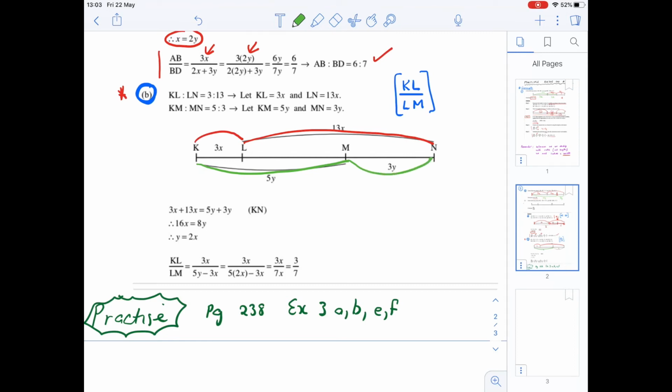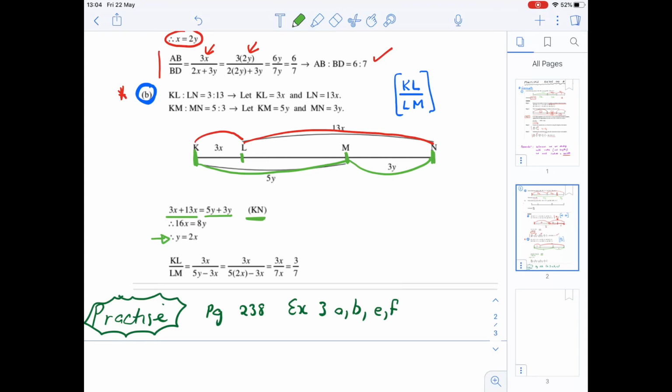5y is to 3y. Now, before we look at the solution, if I look at KL, that can't be expressed in terms of y. If I stop here, there's nothing there. But the only thing that's going to work here is the full measurement from K all the way to N, because that can be expressed in terms of x's and y's. So from K to N, the whole line segment is going to be 3x plus 13x, or it can also be written as 5y plus 3y. We do the little maths and we end up with y equals 2x.